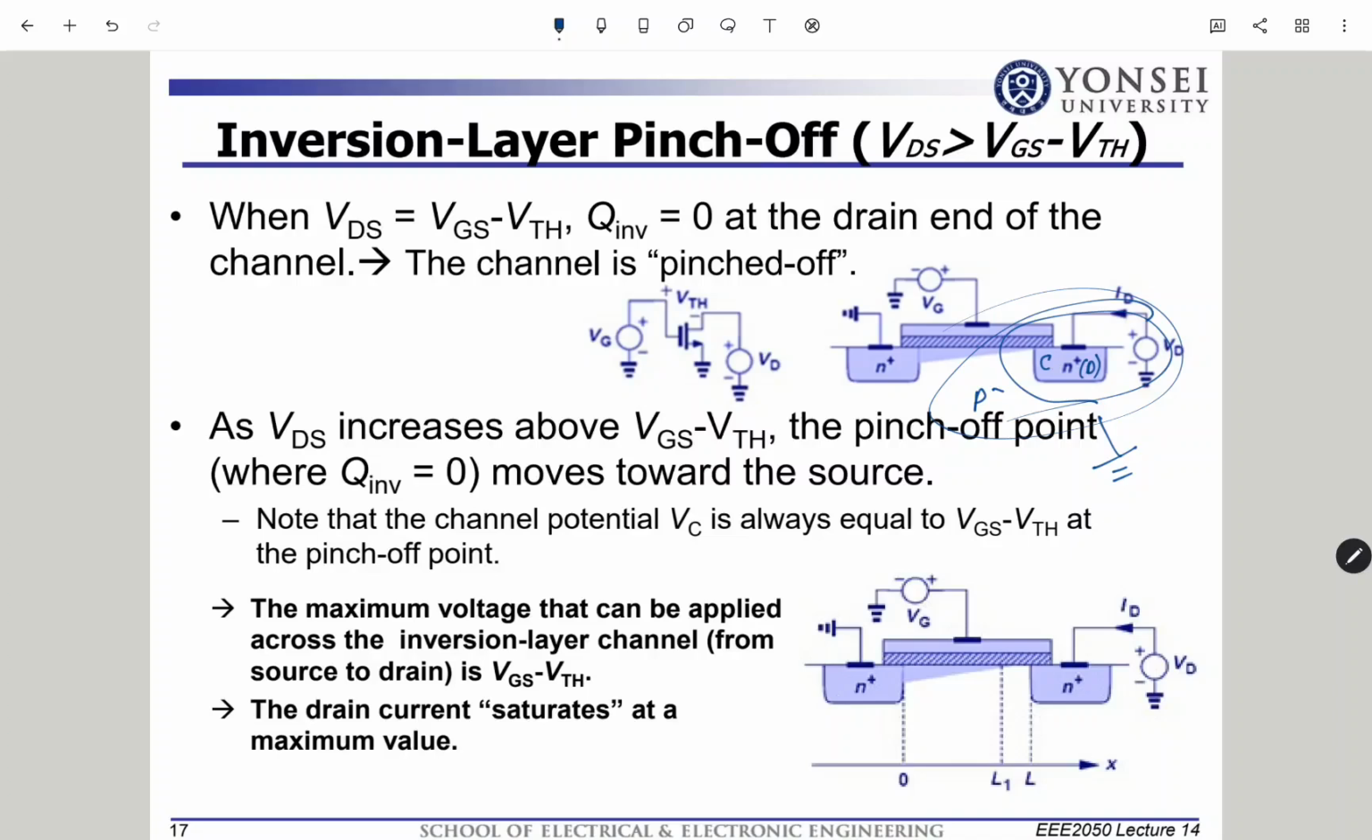Then, typically, what is happening when we apply reverse bias to the diode? What is formed at the junction? Yes. Great.